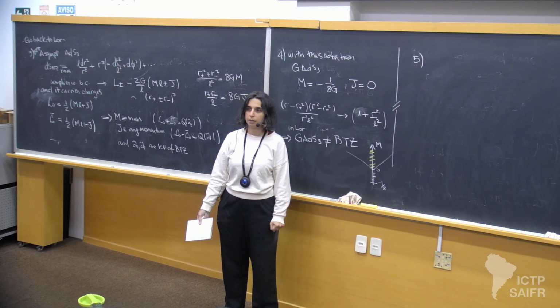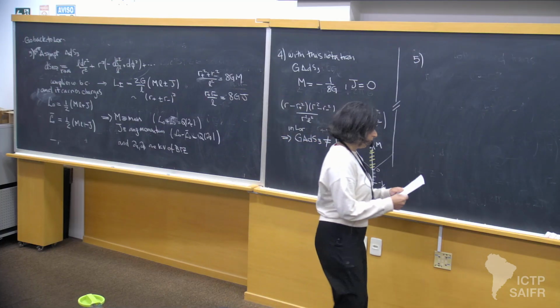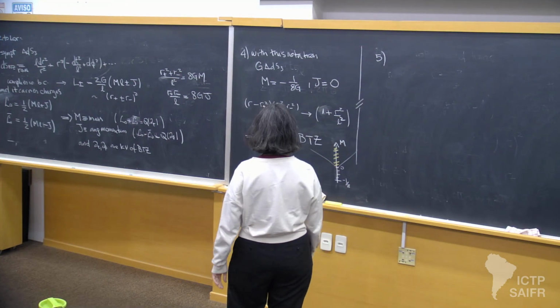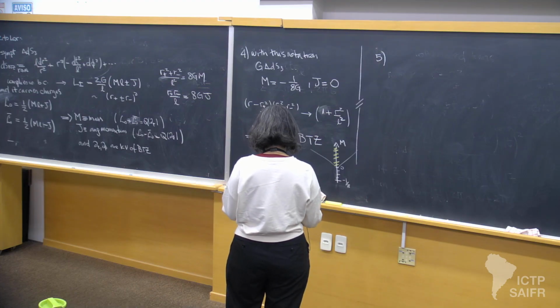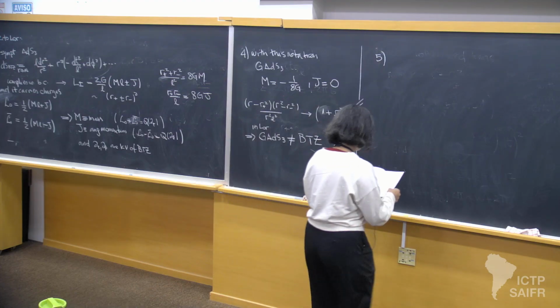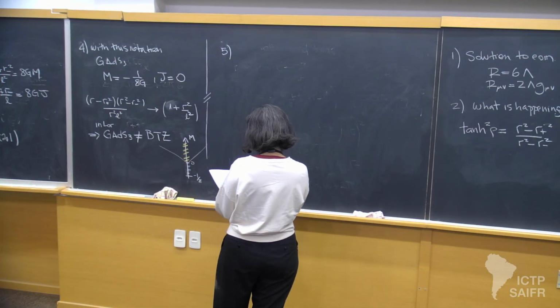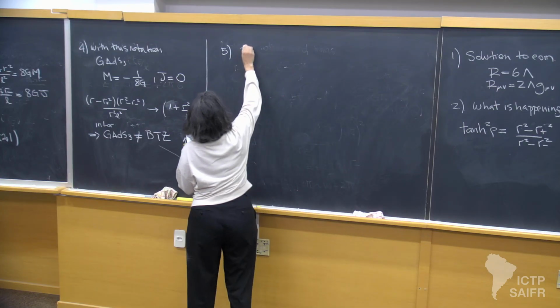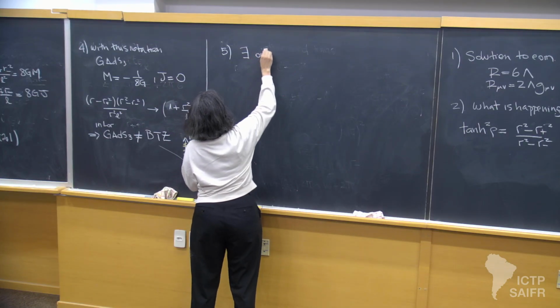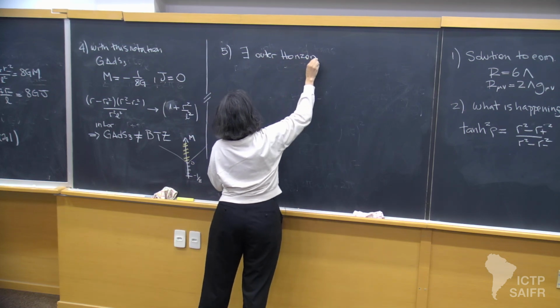Okay, shall we continue? Okay, so, sorry, I lost my line of thought. Yeah, so this thing has a horizon. So what I wanted to say was that there exists an outer horizon for this geometry.